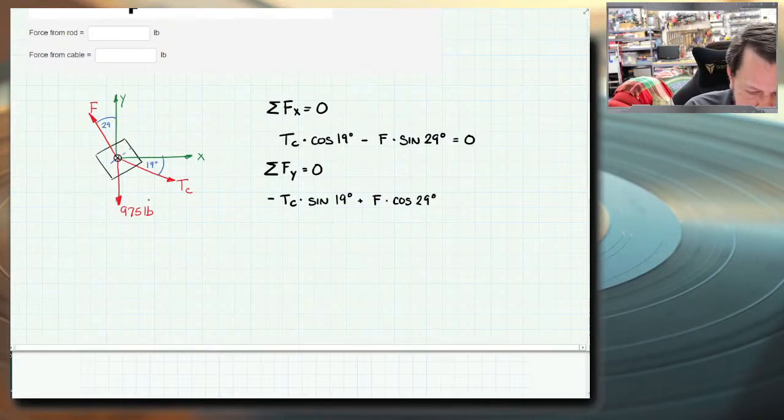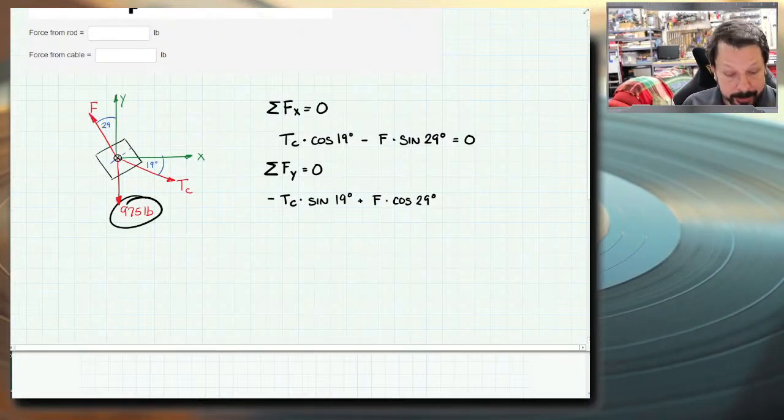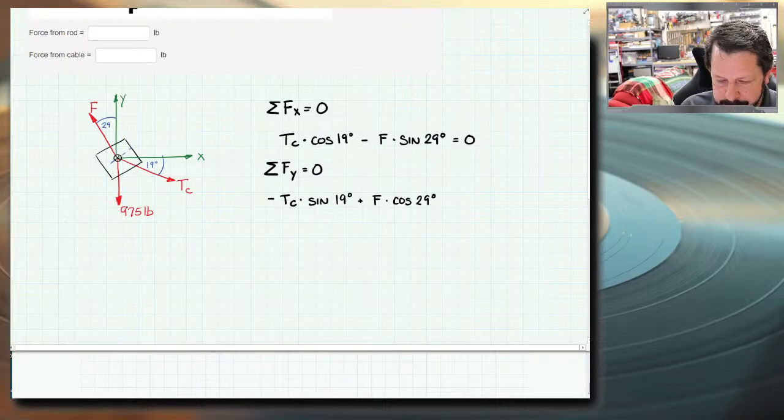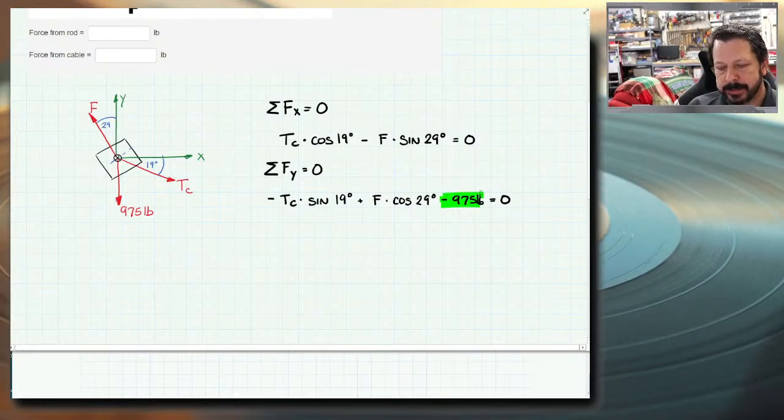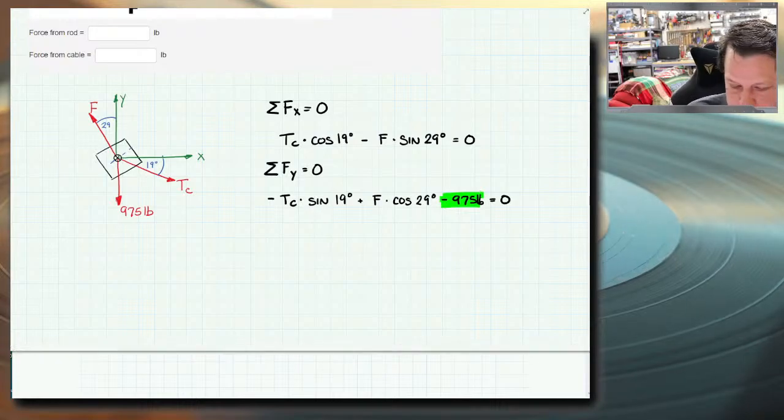Now this one I can't forget, the 975 pounds. That I'm going to do a different type of thing. Actually, no, I'm going to leave it this way. Minus 975 pounds equals 0. But now, because of the way I'm going to solve this equation, I'm going to take the 975 and move it to the other side of this equal sign. So my equation will actually look like this.